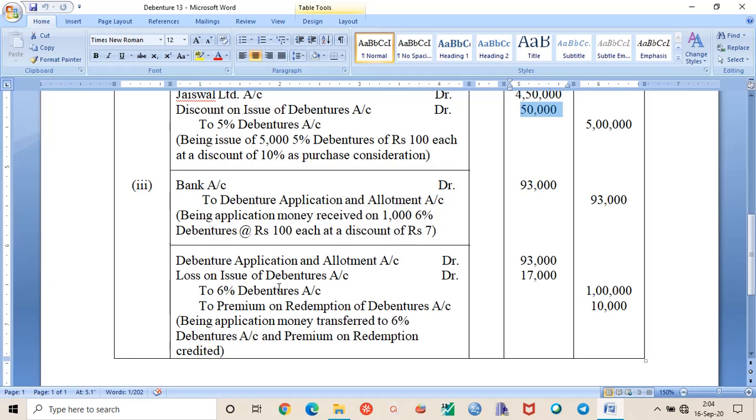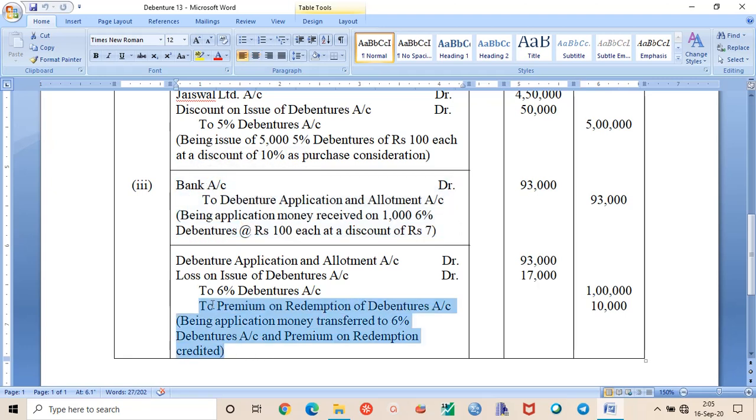So you can see here in case number 3, debentures were issued at a discount of rupees 7, at 7% discount, because these debentures had a face value of rupees 100, so 7% of rupees 100 will be rupees 7. So you will receive money on 1,000 debentures at rupees 93. So 93,000 money will be received. So this is your first entry for case number 3.